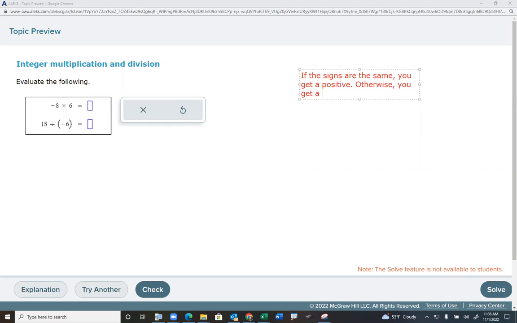Otherwise, you get a negative. And that's it. That's the whole thing. Okay, so it's pretty cool. And maybe you already remembered that from some point in your life.